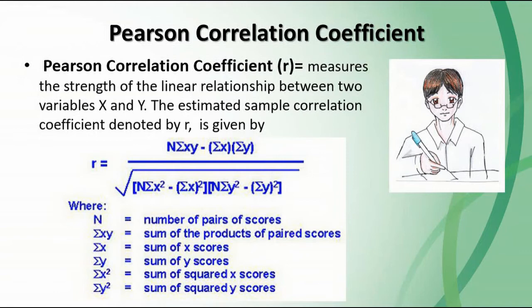where n is equal to the number of pairs of scores, summation of xy is the sum of the products of paired scores, summation of x is the sum of x scores, summation of y is the sum of y scores, summation of x squared is the sum of squared x scores, and summation of y squared is the sum of squared y scores.